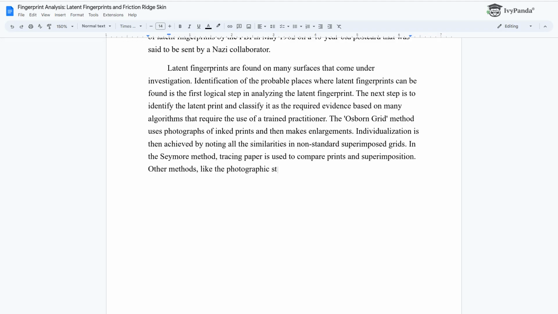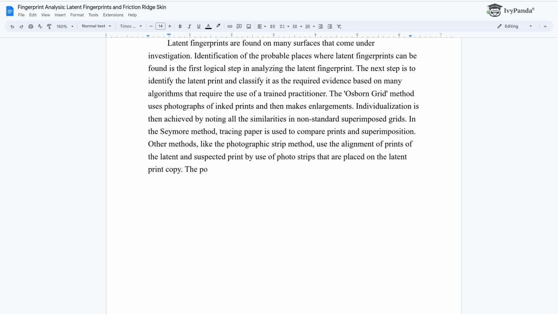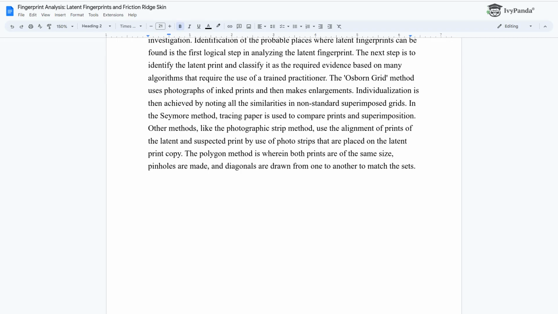Other methods, like the photographic strip method, use the alignment of prints of the latent and suspected print by use of photo strips that are placed on the latent print copy. The polygon method is wherein both prints are of the same size, pinholes are made, and diagonals are drawn from one to another to match the sets.